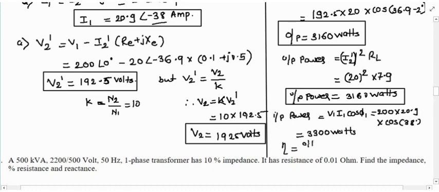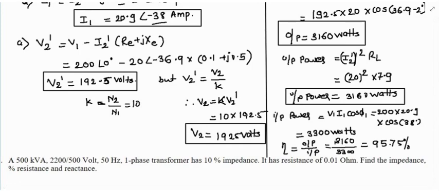Okay. Then what is your efficiency? Efficiency is nothing but output upon input. So if you put the value of the output, which equals 3160 divided by input 3300, you will get the efficiency of 95.75%, and this is the required answer for C.